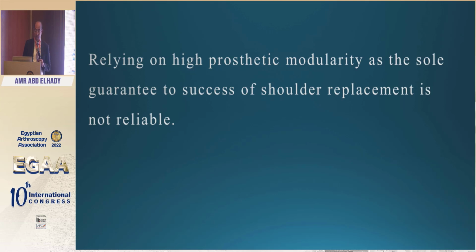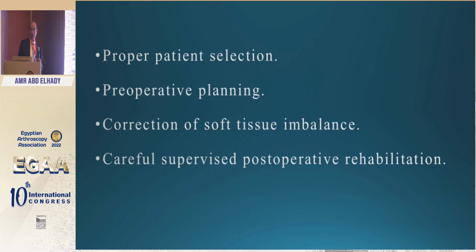So relying on a high prosthetic modularity as the sole guarantee to succeed in shoulder arthroplasty is not reliable. The modularity of the shoulder prosthesis will not correct soft tissue balance, and will not cover for any mistake during surgery. So the key of success is the following: you have to choose your patient correctly, and do your job in preoperative planning, as mentioned in the previous lecture. Don't rely on the shoulder prosthesis to correct soft tissue tension. Don't rely on it to cover any mistakes.